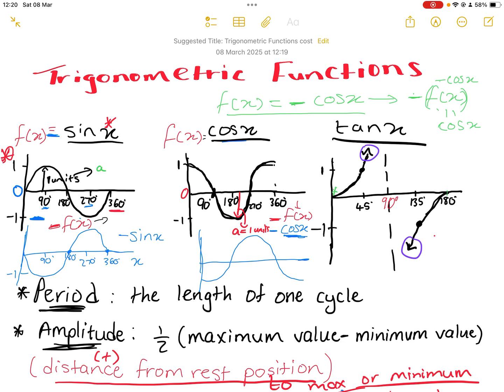We're going to be looking at some trigonometric functions. For trigonometric functions, we are focusing on a graph of sine, cos, and tan. So this is just a revision. So we have sine, cos, and tan.